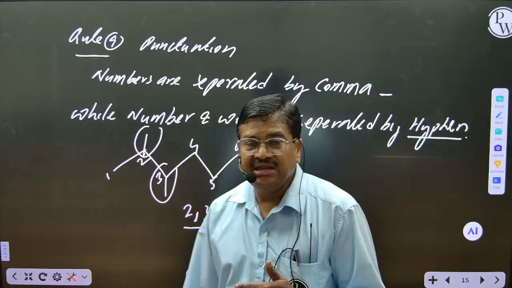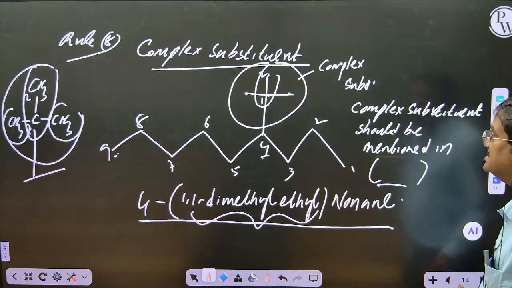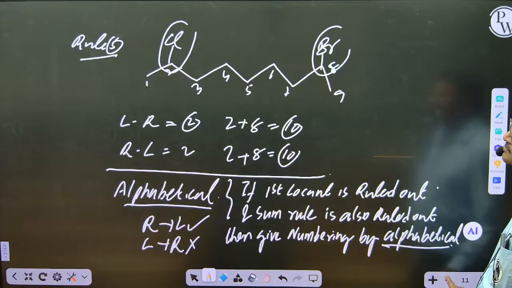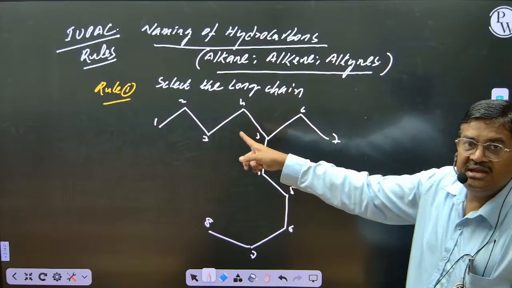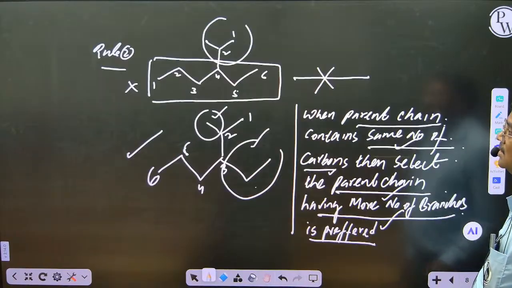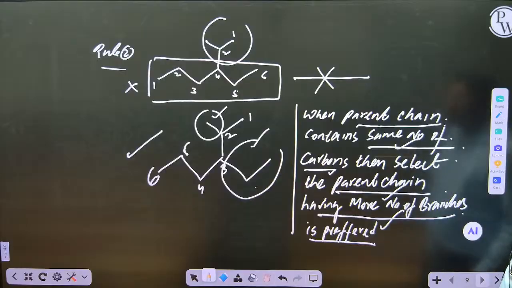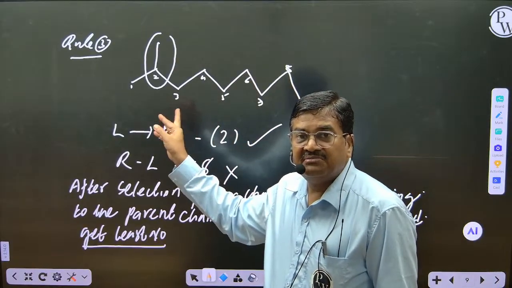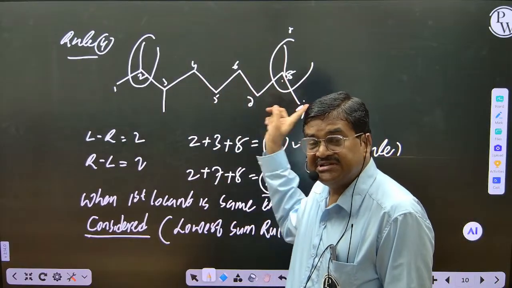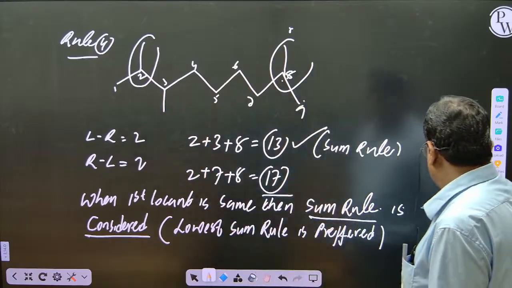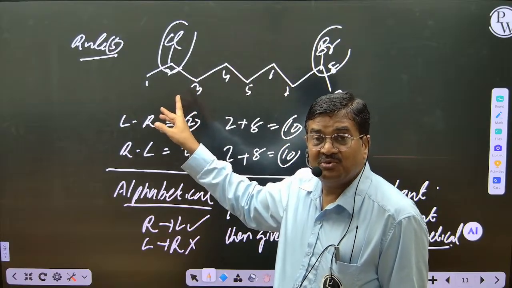Before writing IUPAC names, you have to be familiarized with these rules. Then it becomes easy. Now I will show you the rules at a glance. Total rules, how many did we learn? Rule 1 is long chain: select the long chain. The long chain need not be straight. Rule 2: whenever two parent chains come with the same length, select the parent chain with more branching. Rule 3: after selection of the long chain, give numbering. The first locant should get the least number. Rule 4: if the first locant is coming the same from both sides, go by the sum rule. Rule 5: if the first locant and the sum rule are both the same, go by alphabetical order.